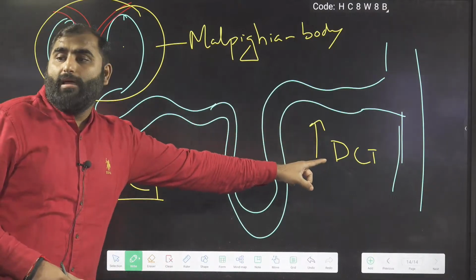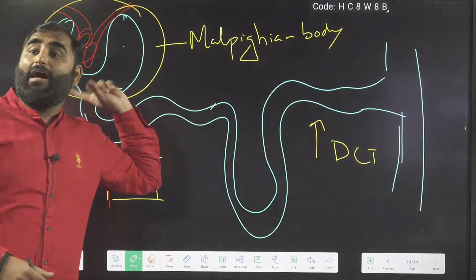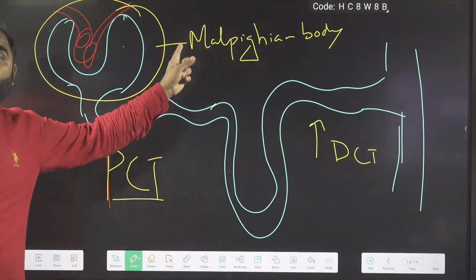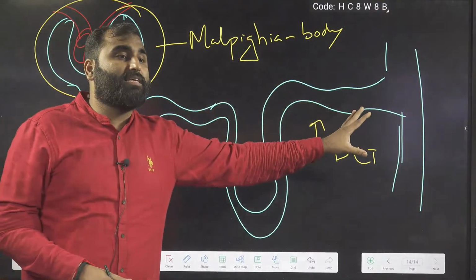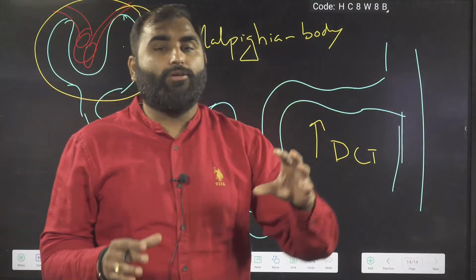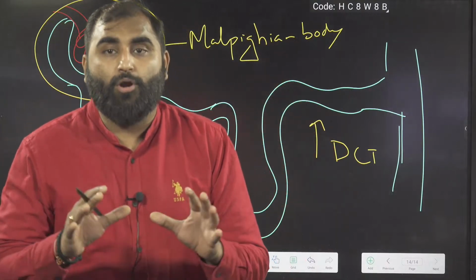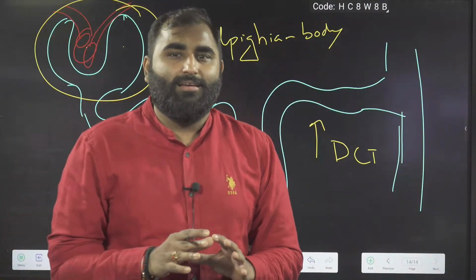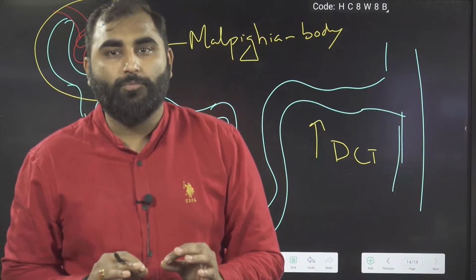And which one is far away from your reference point? The reference point is the Malpighian body. Far away is the DCT, so distal convoluted tubule. Are you understanding me, guys? Proximal and distal. One more example I will tell you.